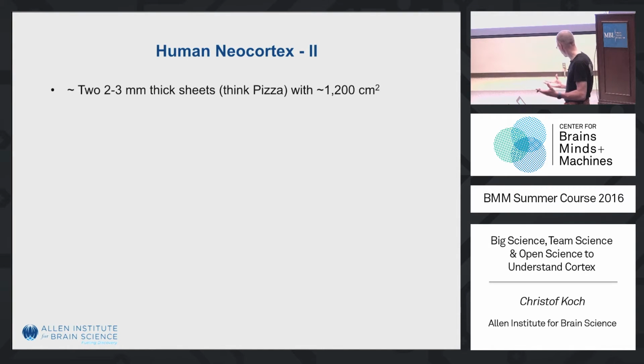It's really a physical sheet. The best way to think about it is like a piece of cloth, 2 to 3 millimeters thick. It's really the size of a pizza, roughly 1,200 square centimeters, so it's like a 12-inch pizza. And you've got 2 of them, and of course they're highly wrapped up and highly convolved.